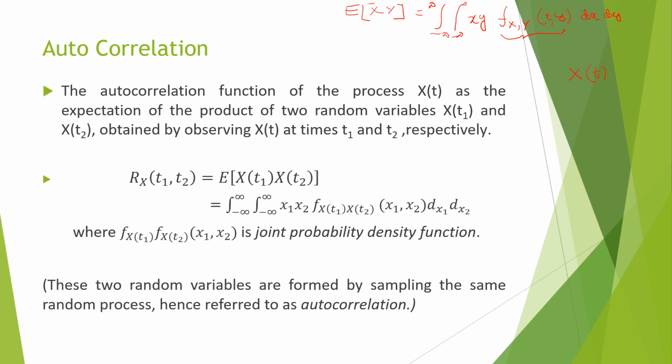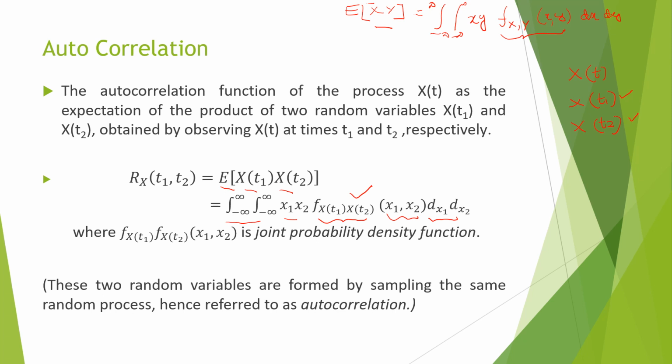Then at t is equal to t1, we have one random variable xt1. At t is equal to t2, we have another random variable xt2. Now, if I want to find out the correlation between xt1 and xt2, that is given as expectation of xt1 and xt2. As per the definition, it is the double integral from minus infinity to infinity of x1 x2 fxt1 xt2 x1 x2 dx1 dx2. The whole thing is the joint probability density function.